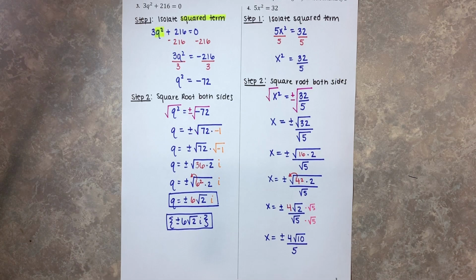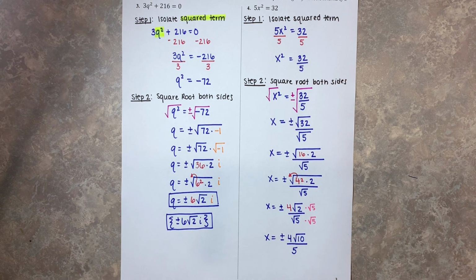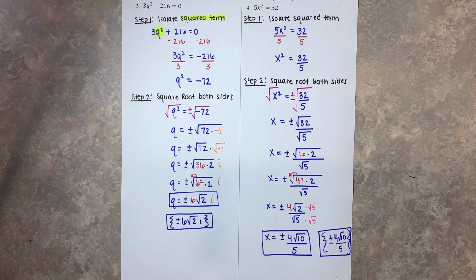Now we want to double check to make sure we can't simplify any further. It looks like we've simplified as much as we can. The square root of 10 cannot be simplified. There are no perfect squares that multiply into 10. And the fraction 4/5 cannot be reduced. So we've simplified as much as we can. And we can write our answer like this, or we can write our answer in solution set notation as this.